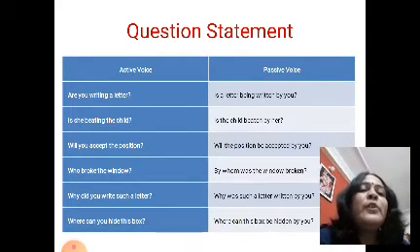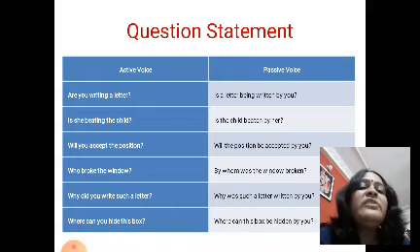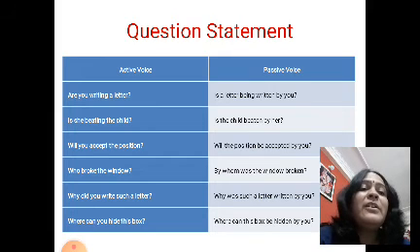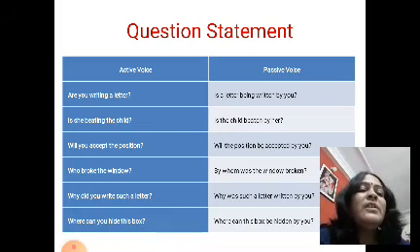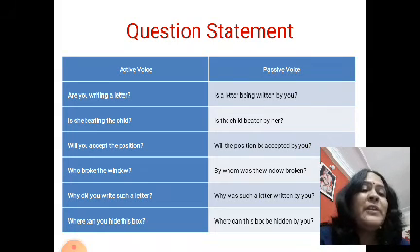Question statement, are you writing a letter? Is a letter being written by you? See, look at here, are means, are you writing a letter? Is, then you'll start with is a letter being written by you, because it is in present continuous, then you have to use being also, and then third form also is there here. Okay, so why did you write such a letter? Why? Then we'll start with was. Why was such a letter written by you?